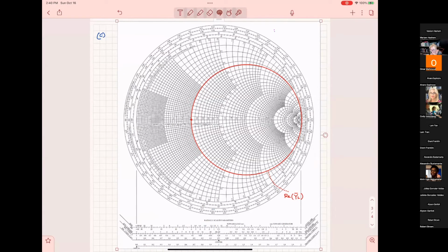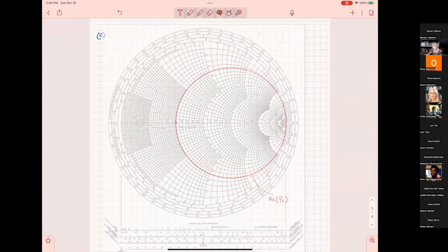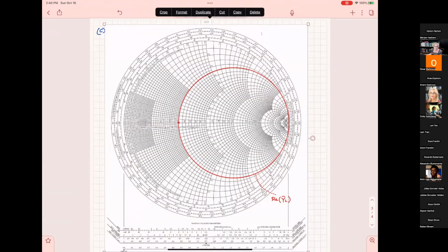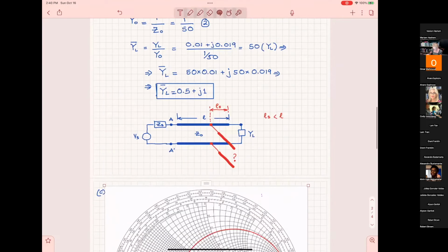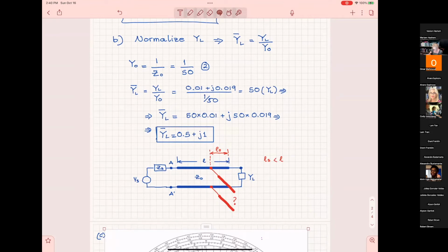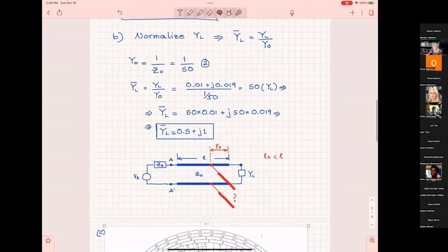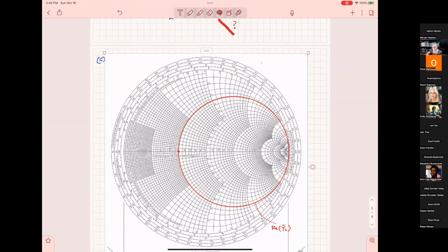I cannot hear you very well, so you may want to speak a little louder. I'm asking about the reactive part. Yes, of Y sub L. Well, there's a 1 at the top and there's a 1 at the bottom. So which one do we use? Okay. Well, because the top is positive, the bottom is negative. So since Y sub L now has a plus j1, we are going to look at the top.